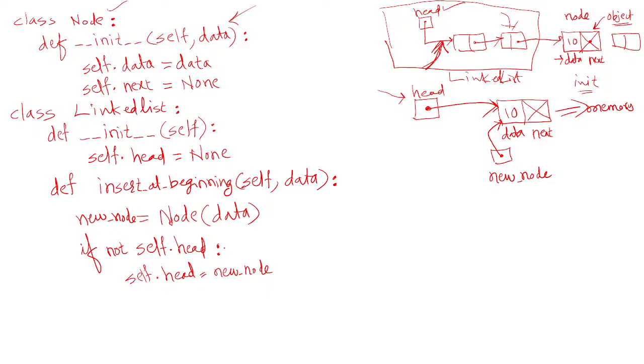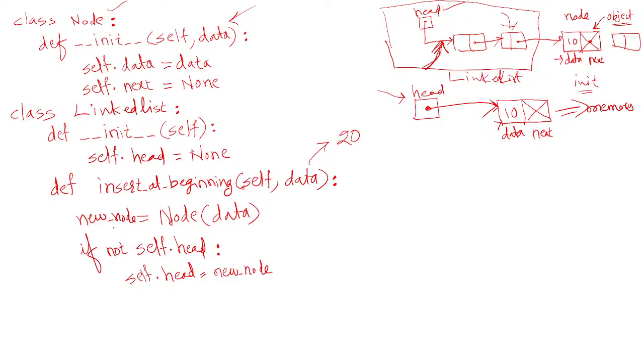Then one more time we'll execute this function, insert at beginning. So 10 we have inserted now. Next time the data value, for example 20, we will take. Now I want to add 20 at the beginning of the list. Assume that our list contains only one element, that is 10. Now we want to add 20 at the beginning, so we need to call the insert at beginning function.